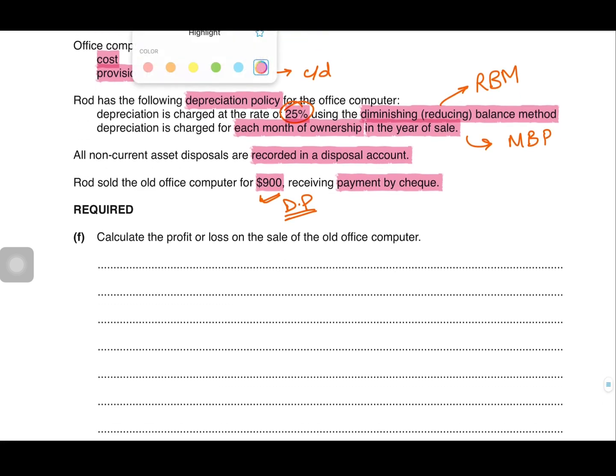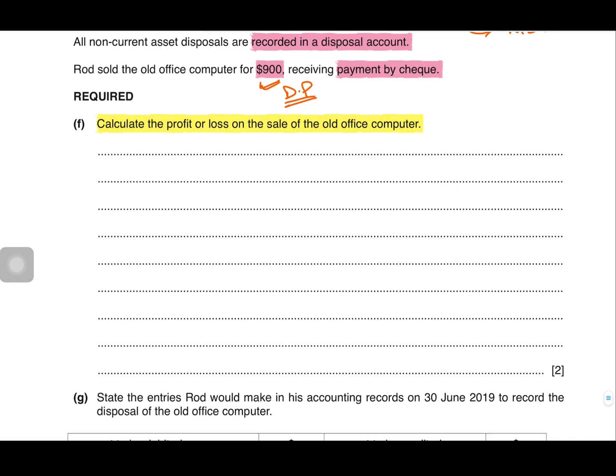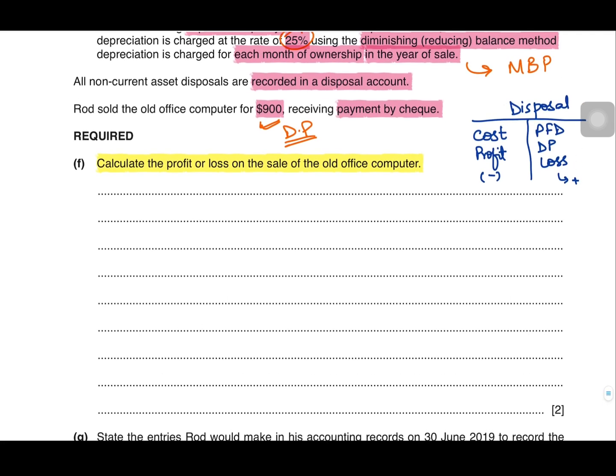Now, what is the requirement? The requirement is to calculate the profit or loss on the disposal of the old office computer. So whether there's a profit or a loss on the sale. How do we calculate the profit or loss? You should have the disposal T account in your mind, right? Whenever you are asked to calculate the profit or loss, we know that cost comes on the debit side, the provision for depreciation accumulated comes on the credit side, and the disposal proceeds also come on the credit side. Now, if the debit side is heavier than the credit side, then there will be a loss. A loss means a positive figure, if we are calculating profit or loss in the vertical way. And if the debit side is lighter than the credit side, then there will be a profit, and that would be a negative figure in your calculation. So keeping this format in mind, we will calculate the profit or loss, right?